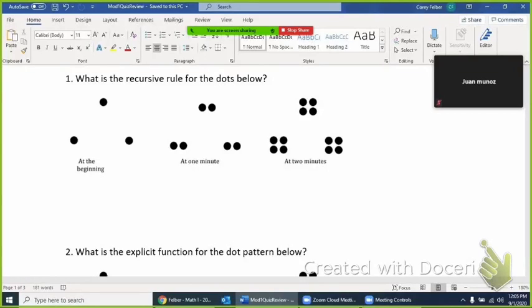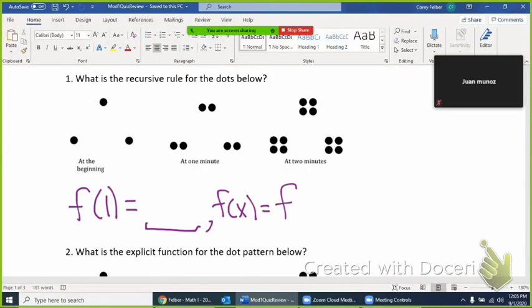One, if you have forgotten the recursive ones, the first thing we need is how many dots there are at the beginning. All right, we need the starting point. And then after that, we need to know what the pattern is. So to get any other one, what do we have to do to the one right before it?